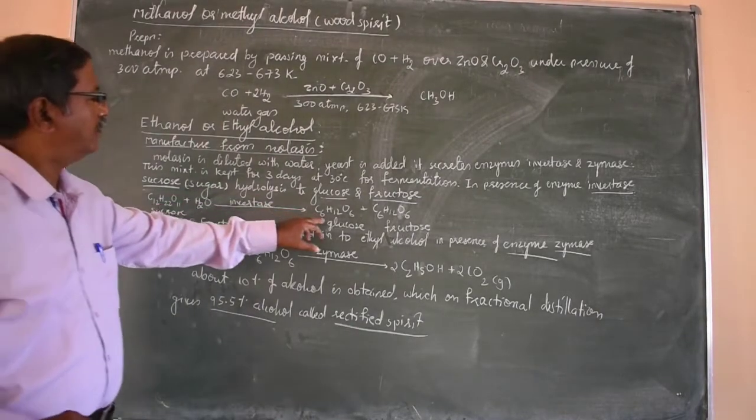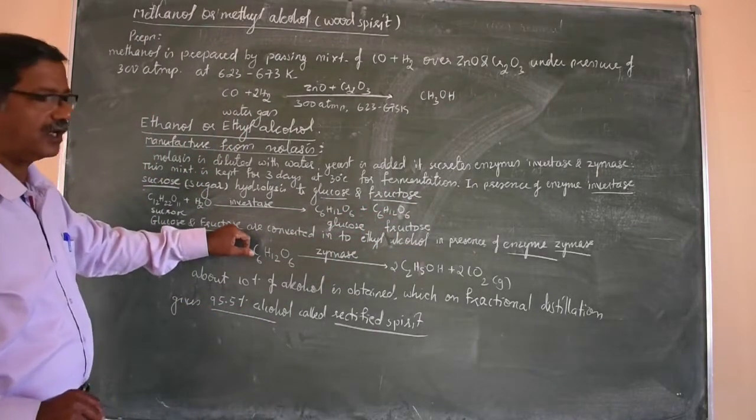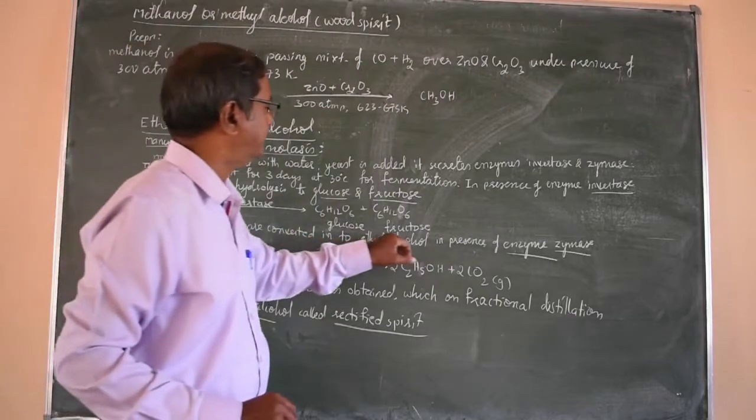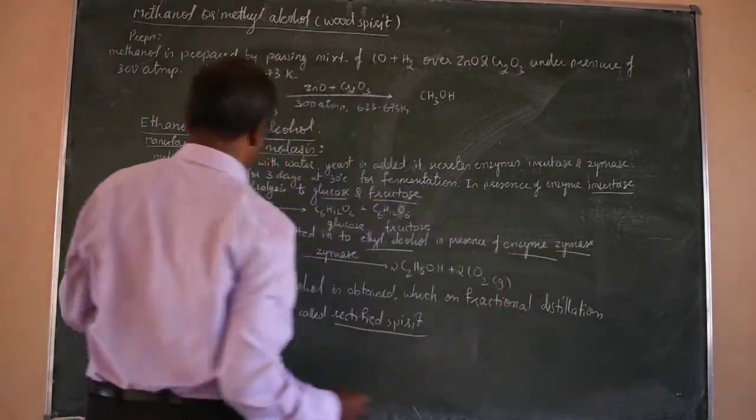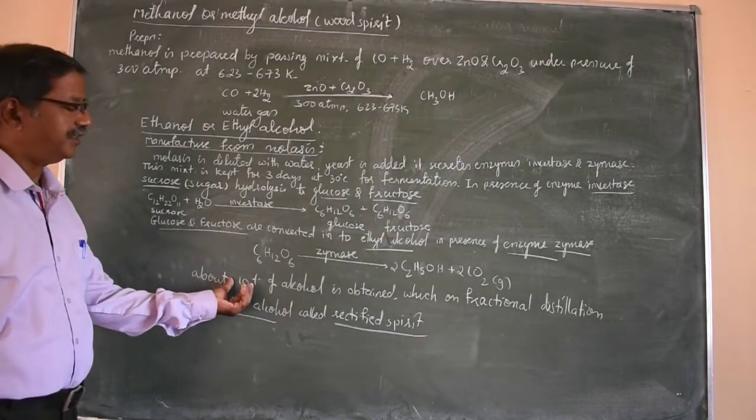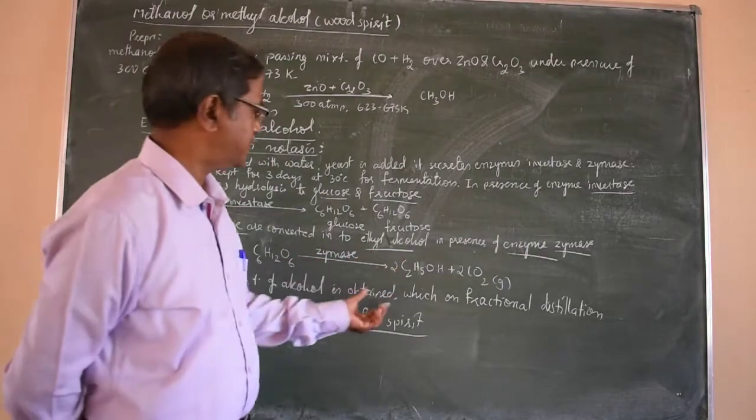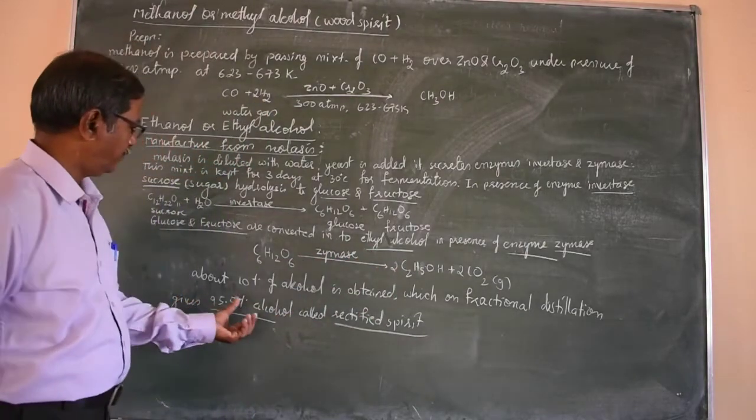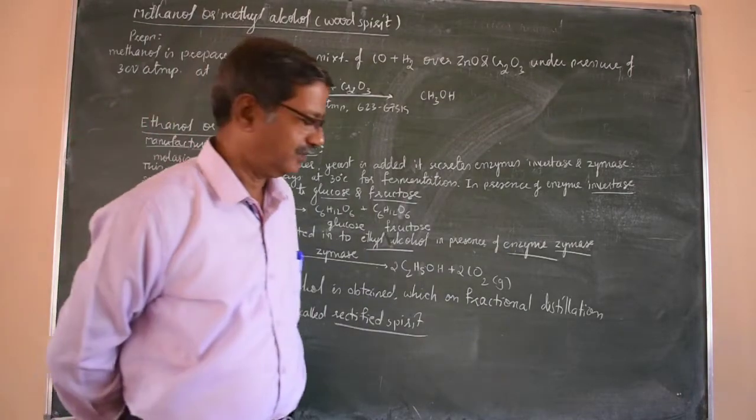It gives glucose and fructose. Then glucose and fructose are converted into ethyl alcohol in the presence of enzymes. In this process, around 10% ethyl alcohol is obtained, which on fractional distillation gives 95.5% ethyl alcohol, called rectified spirit.